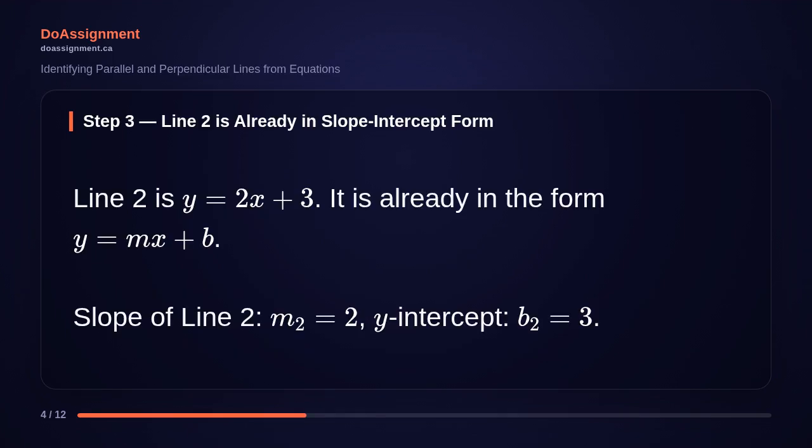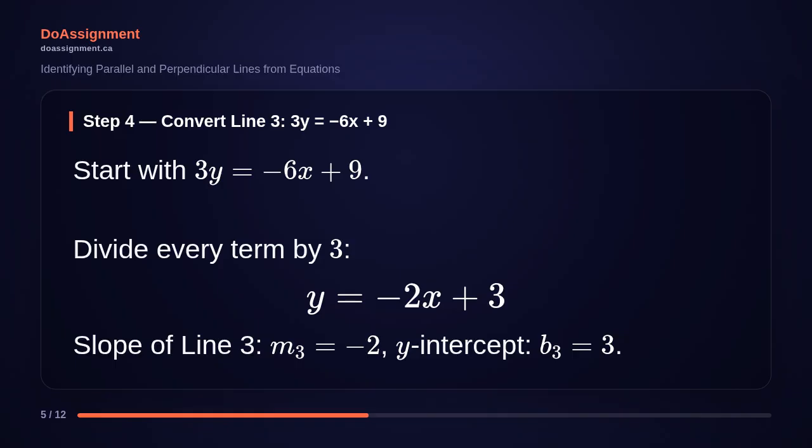The second equation, y equals 2x plus 3, is already in slope-intercept form, so no conversion is needed. The slope of line 2 is simply 2. For the third equation, 3y equals negative 6x plus 9, divide every term by 3. We get y equals negative 2x plus 3, so the slope of line 3 is -2.